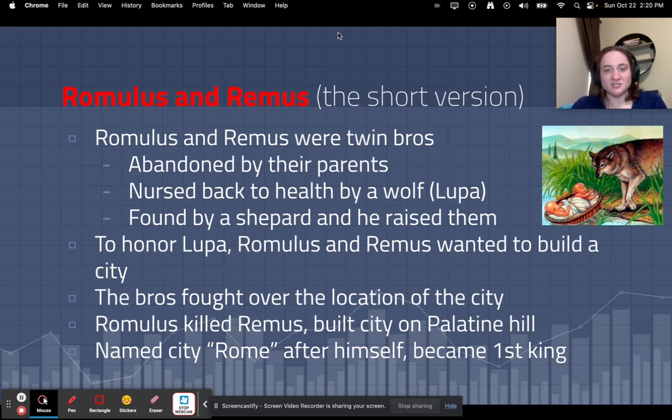Eventually, the boys were found by a shepherd, and he was the one to raise them till they were young men. To honor Lupa, Romulus and Remus wanted to build a huge city. They're like, this awesome wolf literally saved us from death, so let's build a cool city in her honor. The brothers fought over the location of the city. During that conflict, Romulus killed Remus, and he built the city on Palatine Hill, and he named the city Rome after himself. And then he became the first king. That's the mythological version of it.